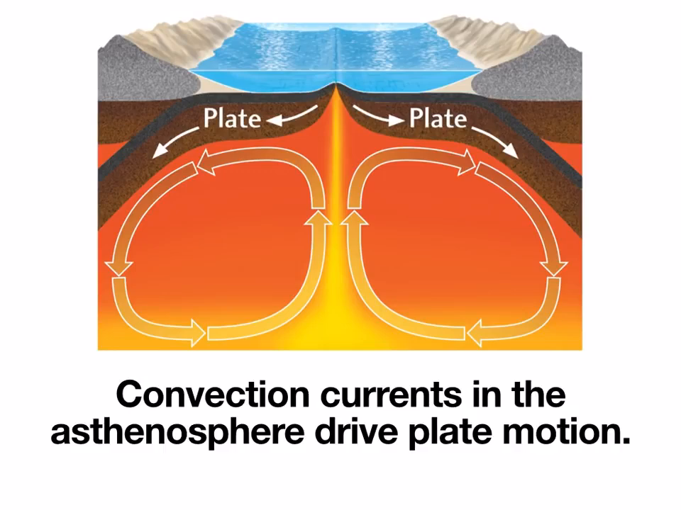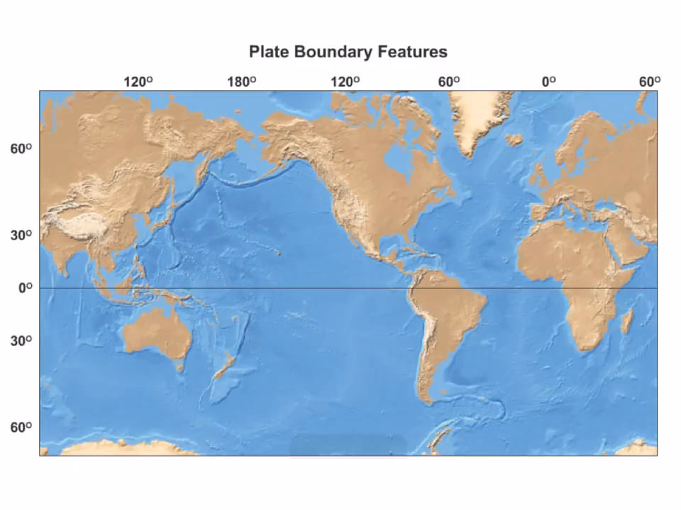So in this diagram, we have a type of boundary called a divergent boundary, where the plates are literally being ripped apart by the movement of the convection beneath. Keep in mind, this convection takes place in the asthenosphere, right below the lithosphere. So let's take a look at a map of the plates.